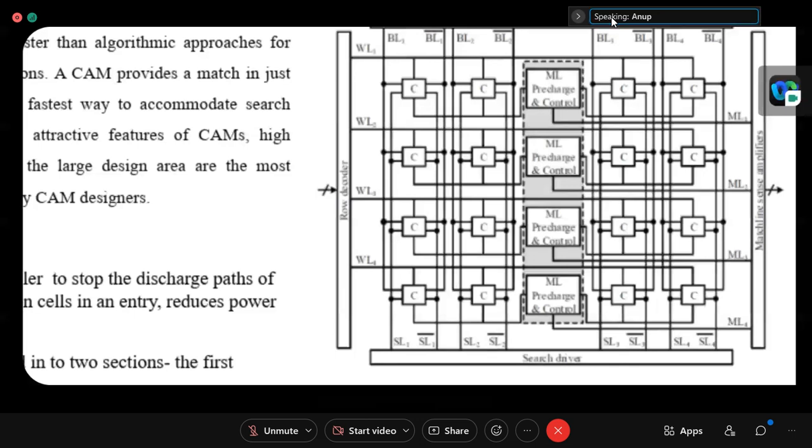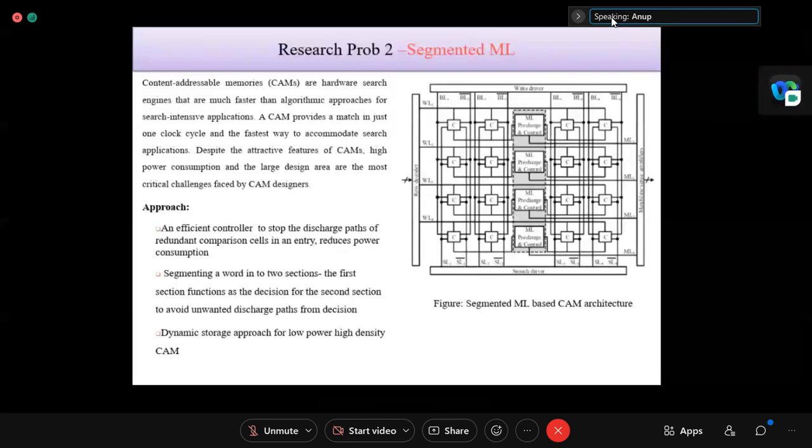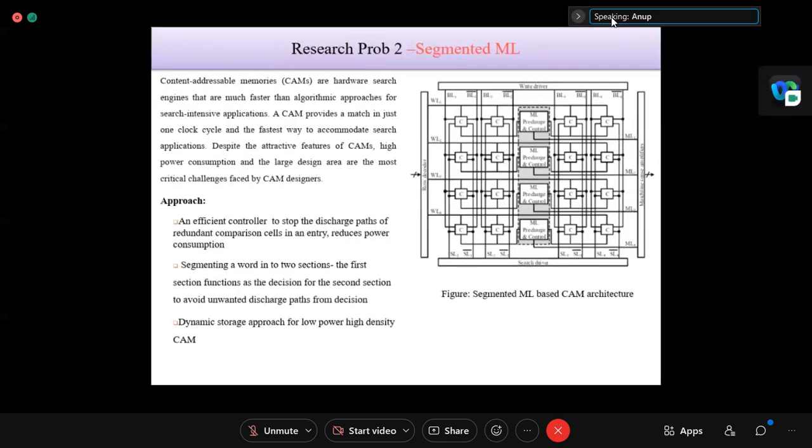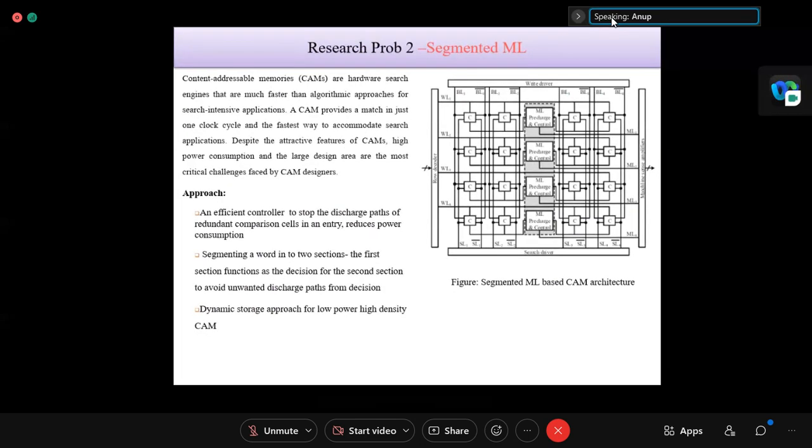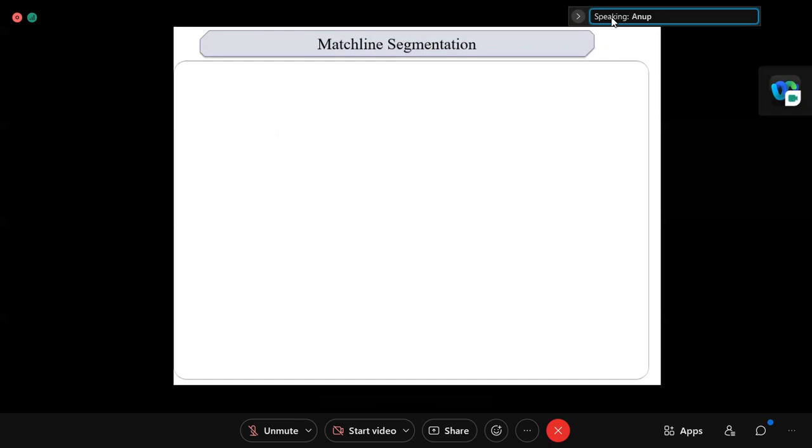Now the question is where we can put the ML. Let's say 128 bits long. Should we put it after 2 bits, after 4 bits, or in the middle? Which one would be convenient? We need to do some research, some search for that purpose. So we have to do some research. So segmented ML: how can we segment the ML? For convenience, then again match line segmentation.